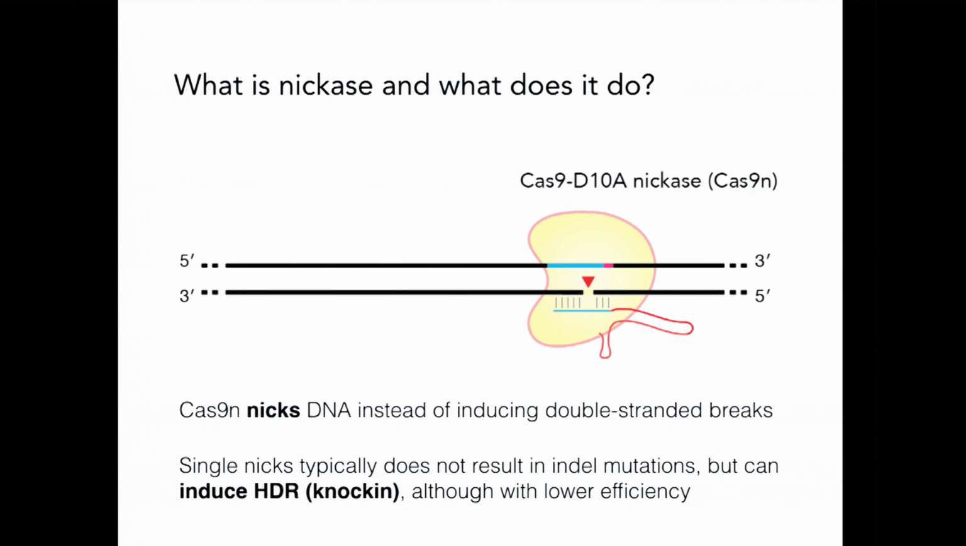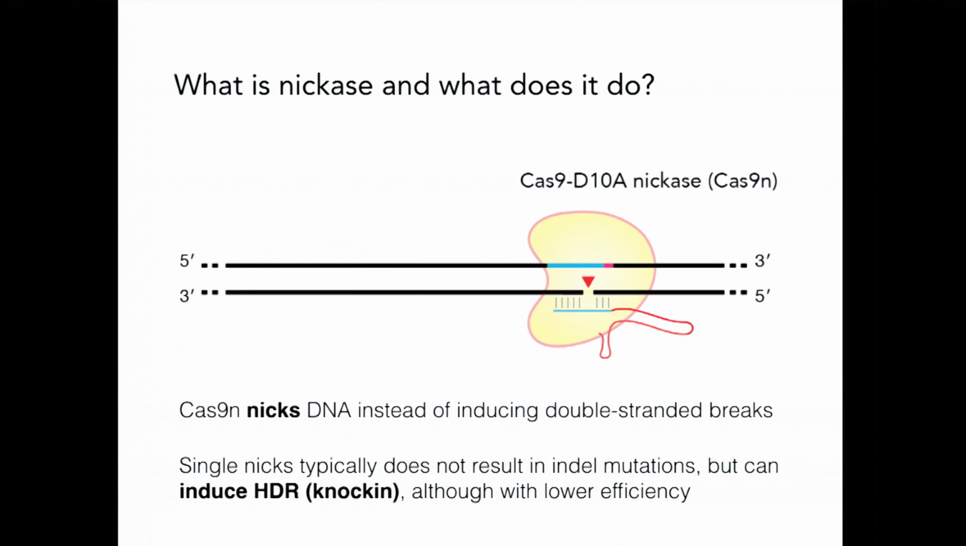So there's also a nickase. A nickase is something that will just create a single-strand DNA break. This is achieved by mutating one of the domains in Cas9 that cleaves one of the strands, so it'll only cleave one strand at a time. And this is advantageous because single-strand breaks usually will not result in non-homologous end joining.